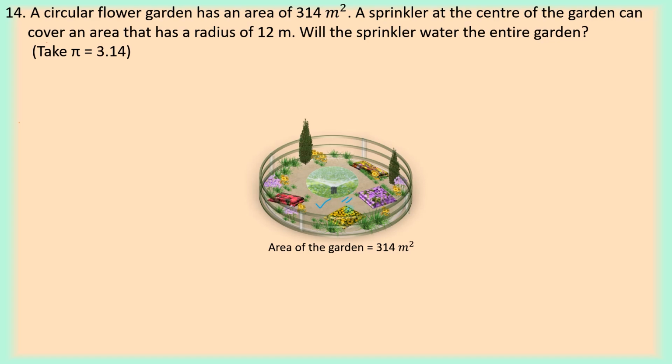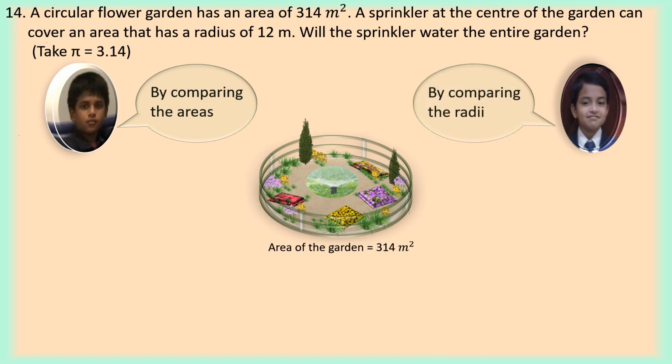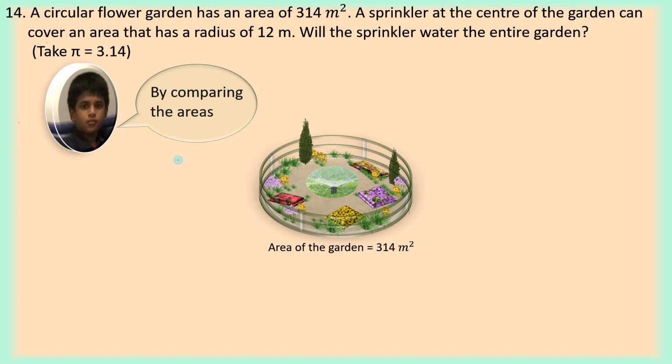How to do this? Here I am going to introduce two people, Achu and Taki. Let us ask them how to solve this. When I asked, Achu said we can solve this by comparing the areas, while Taki said by comparing the radii. Let us see who is right. First, let us do it Achu's way. That is, here Achu said we can solve this by comparing the areas.